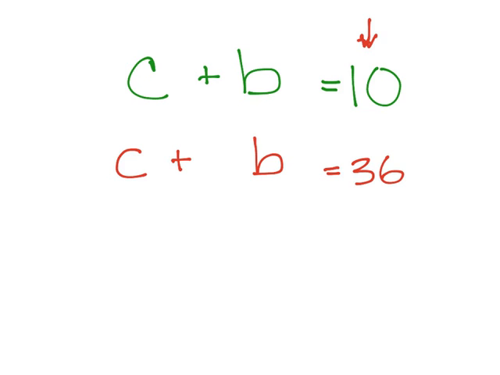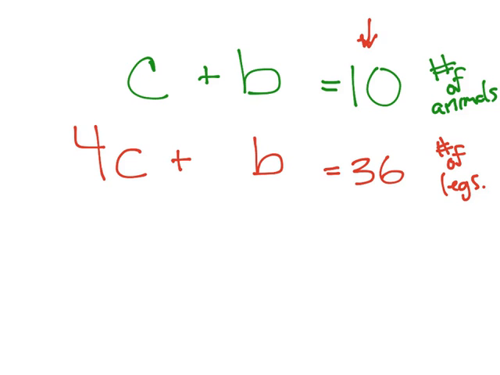Well, think about what you're measuring. In the first equation, you're measuring the number of animals. In the second equation, we're not measuring the number of animals anymore. We're measuring the number of legs. So, as you think about it, how many legs does a big cat have? Hopefully you recognize that the answer is 4. Same thing for birds. How many legs does a bird have? 2.